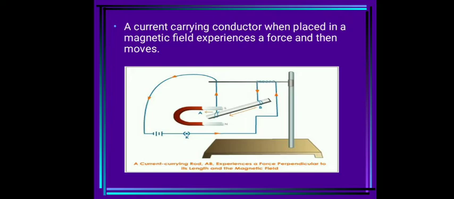This shows that there is a relationship among what? The directions of the current, the field, and the motion of the conductor.